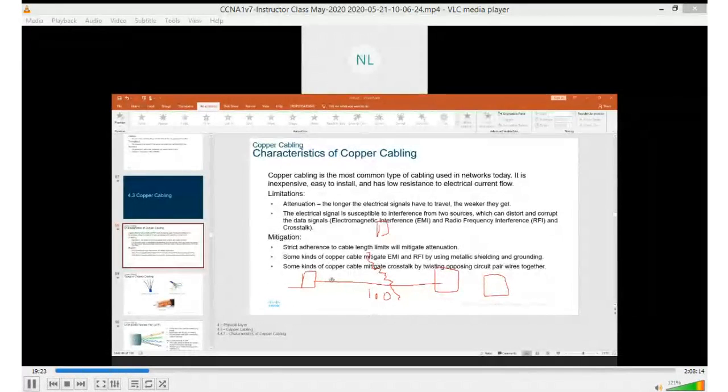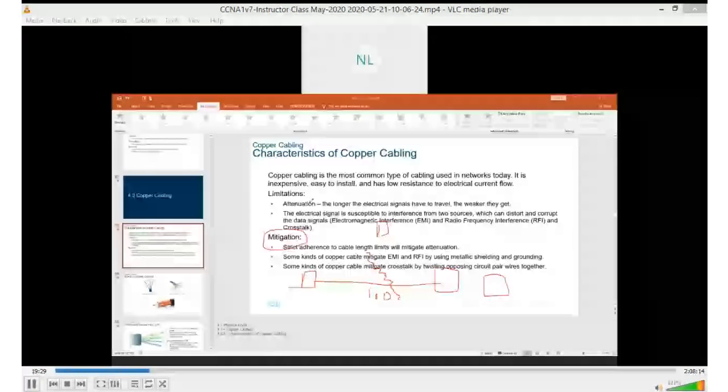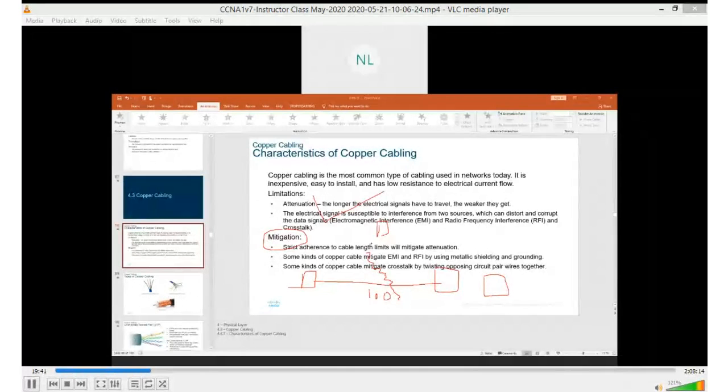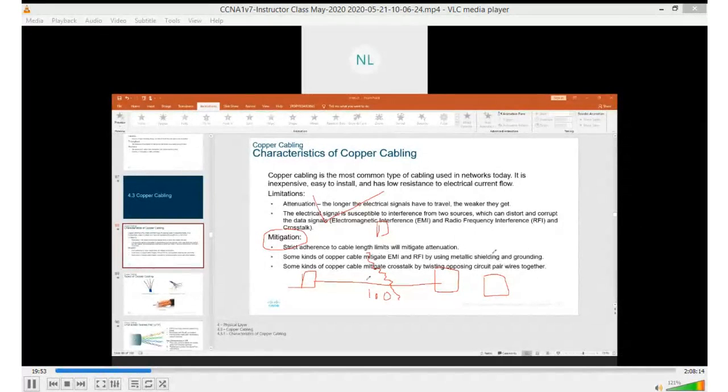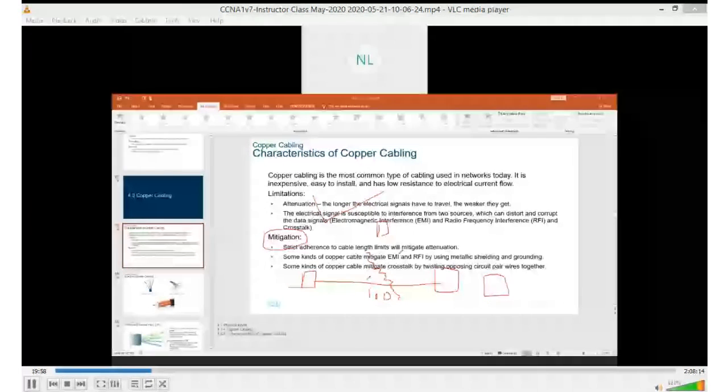Now, what does this copper cable do to limit it? Mitigation is saying, what have you done to be able to solve the problem? What has copper cable done, and what can we do to solve this problem or to reduce it, as the case may be? So it says strict adherence to length. If the connection says it's 100 feet, the connection should be not more than 100. And the copper cable itself uses some means of shielding and grounding to reduce it against electromagnetic interference and radio frequency interference. For crosstalk, it uses twisting, and that is why we call it twisted pair cable, which we're going to see in the next slide.